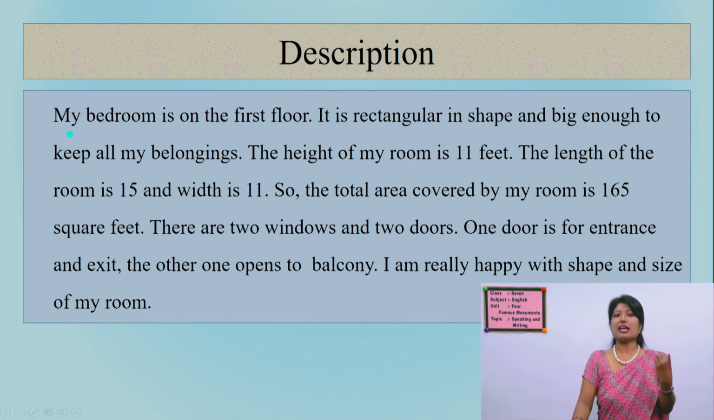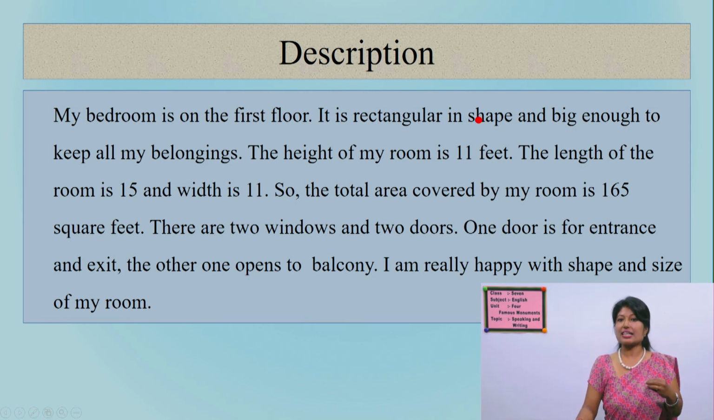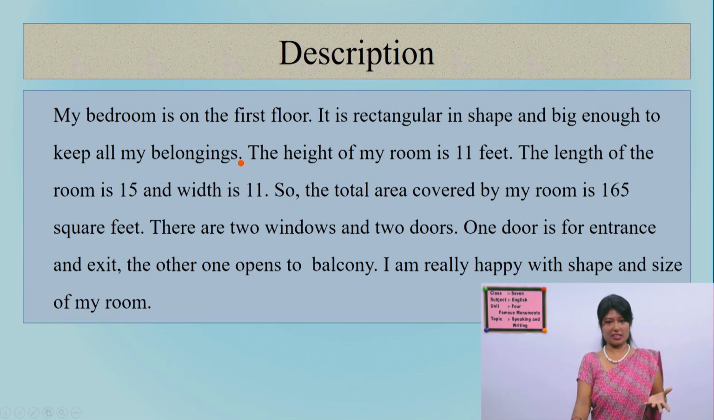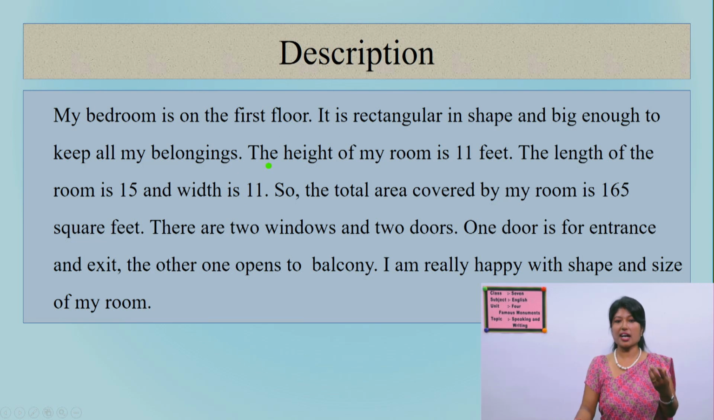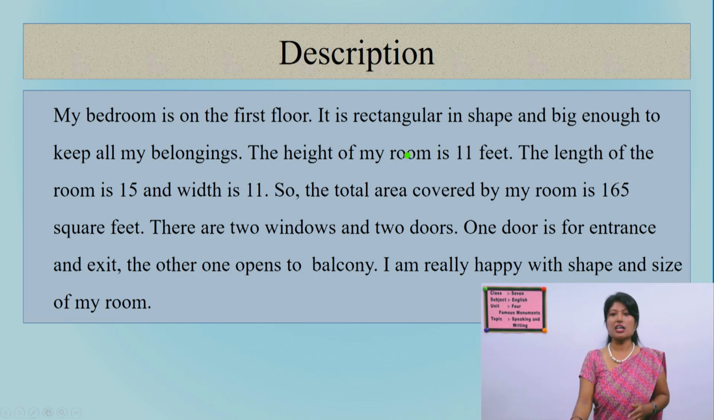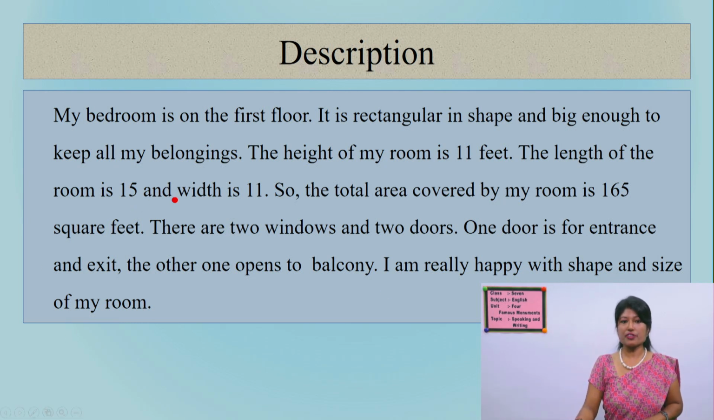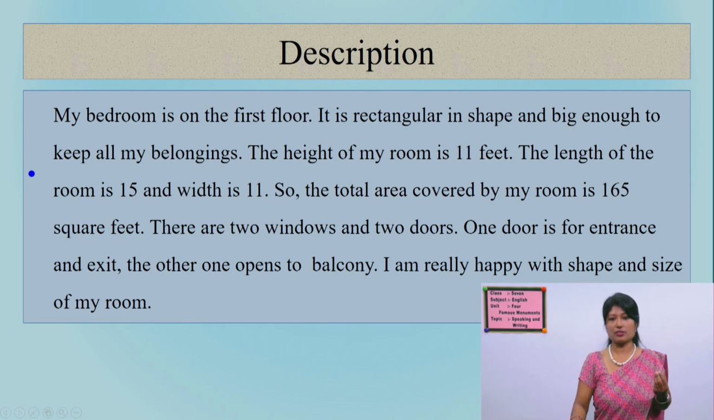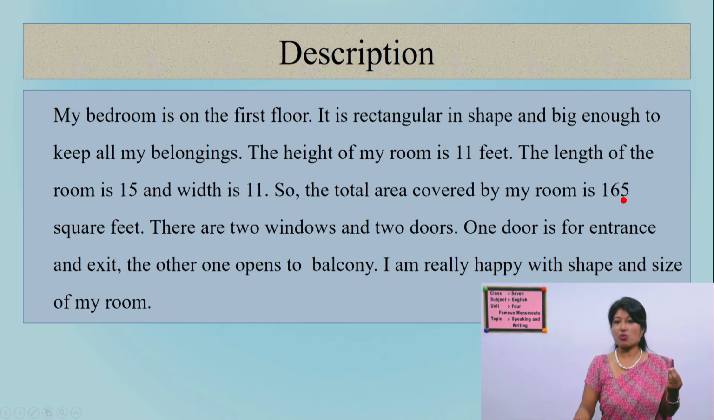All right. See here, my bedroom is on the first floor. It is rectangular in shape and big enough to keep all my belongings. So rectangular shape, I am talking about shape. Then height. The height of my room is 11 feet. So very tall, height 11 feet. The length of the room is 15 and the width is 11. So the total area covered by my room is 165 square feet.